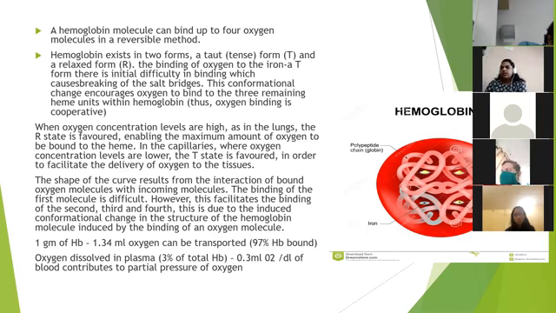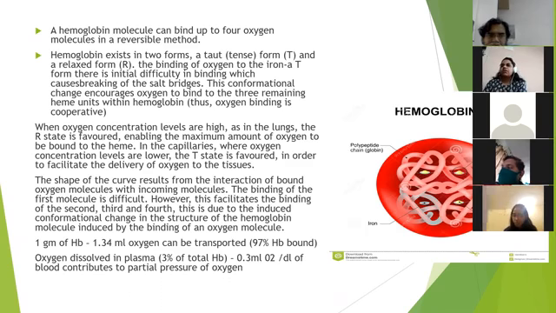The shape of the oxygen hemoglobin dissociation curve results from the interaction of bound oxygen molecules with incoming molecules. The binding of the first molecule is difficult. However, this facilitates the binding of the second, third, and fourth. This is due to the conformational change in the structure of the hemoglobin molecule induced by the binding of the first oxygen molecule.